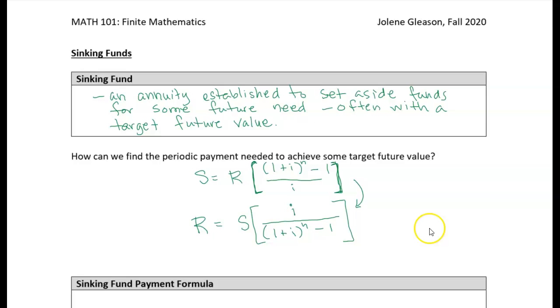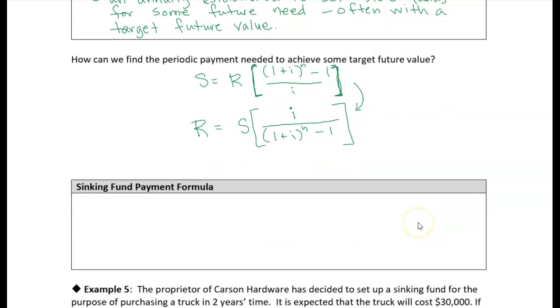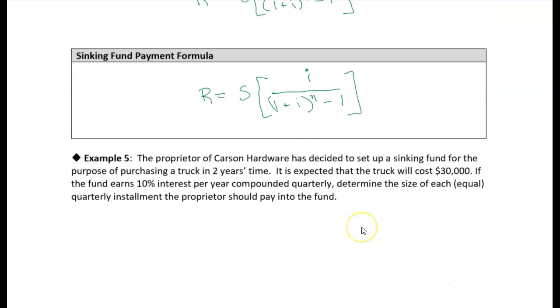It's really the same formula, just rearranged a little bit so that you can just plug numbers in and get an answer. So this is the formula to find the monthly payment given some future target value for an annuity. It's I over 1 plus I to the n, minus 1. That's another formula we're going to add to our formula sheet. So let's do an example now.